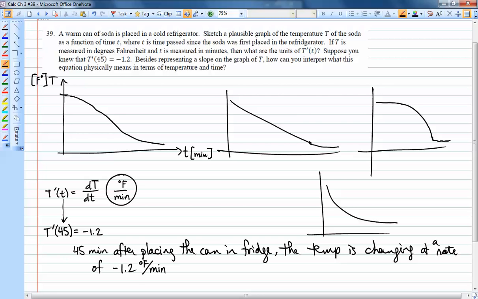And that's the rest of the question. It says, besides representing the slope on the graph of T, because you could also say, if this is 45 right here, right there, the slope is negative 1.2. But that's just like a pure graphical way of looking at it. This is the important idea here. What does it really mean?